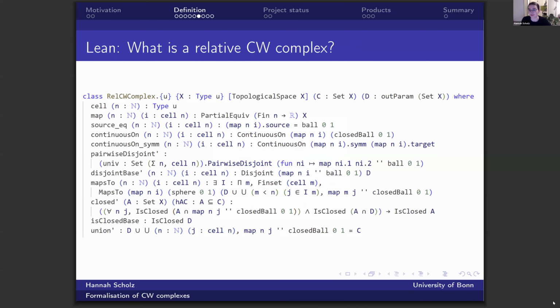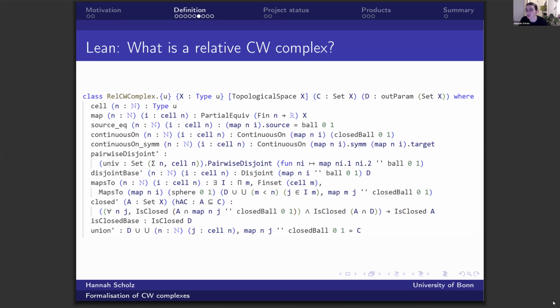And now what does that look like in Lean? So this is from Mathlib. I know it's a lot of text. The first thing that I want you to notice is that it looks the same again, right? So we've got these two duplicate notions in Mathlib. I want to talk about that afterwards. But you can see now you've got this base set D as well. And then, of course, the properties have changed a bit. So you can see disjoint base tells you that the open cells are disjoint with the base. In maps 2, we also added that you can map to the base. In closed prime, you can see the topology is also determined by the base. The base is closed, and of course, the base is part of the CW complex.